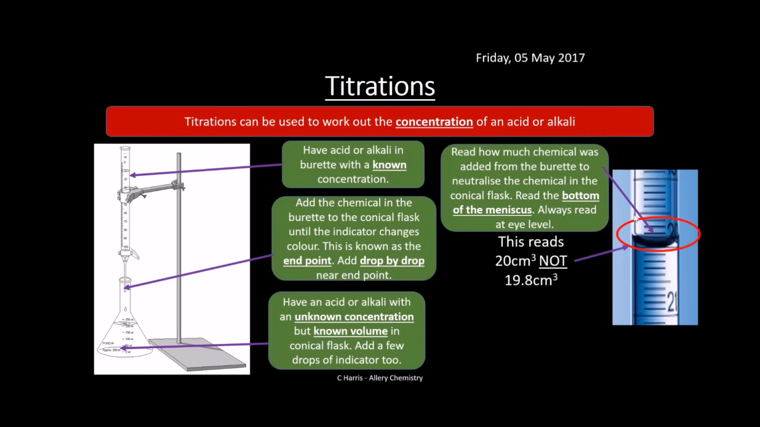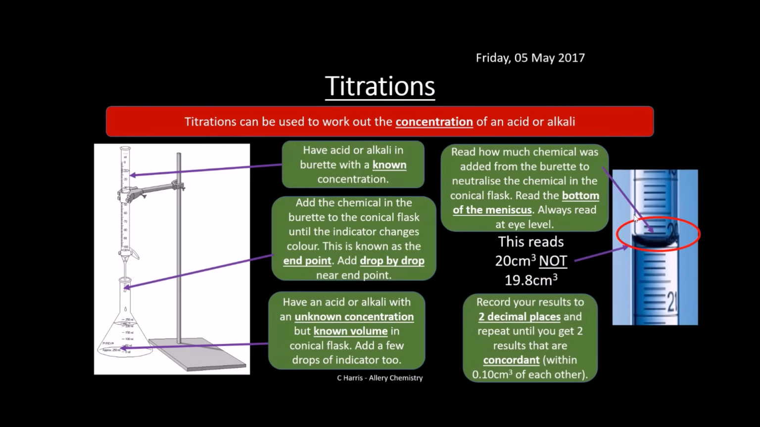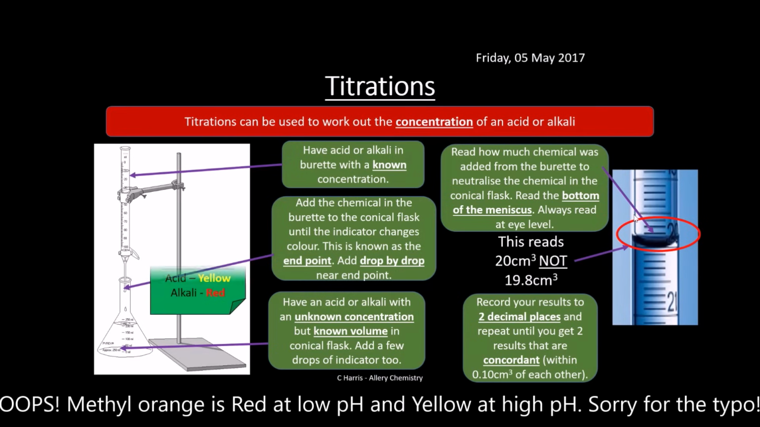Okay, there it is. And then all we have to do is record your results to 2 decimal places. And basically you keep repeating to get 2 concordant results. That basically means they are within 0.1 centimetre cubed of each other. As soon as you've got 2 concordant results, that's it. You take the average, and that is your average titre.